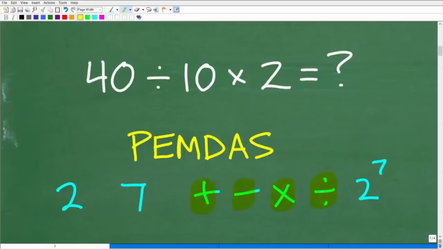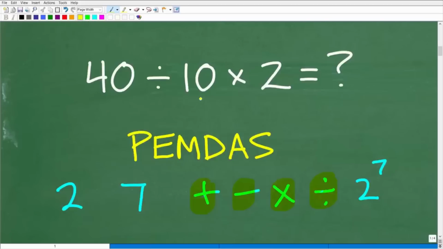So in a problem, when we have different mathematical operations, we need to be able to understand and know what is the correct order to do a math problem where there's different operations. So here we have division and here we have multiplication. Now, it should be obvious that if we take one order versus a different order, we're going to get different answers, right?